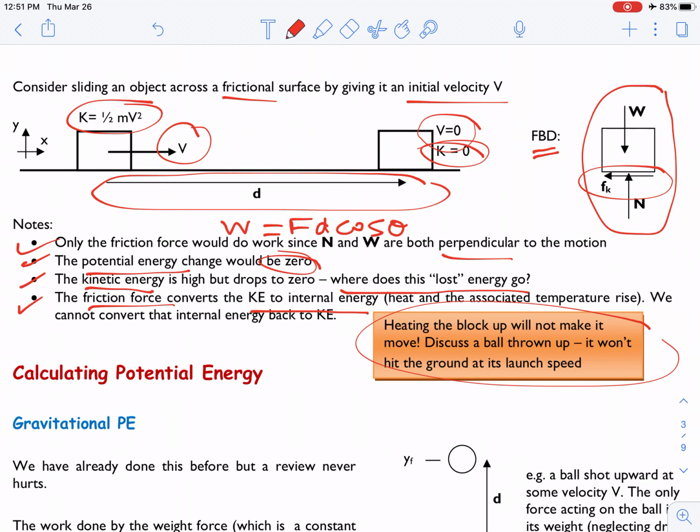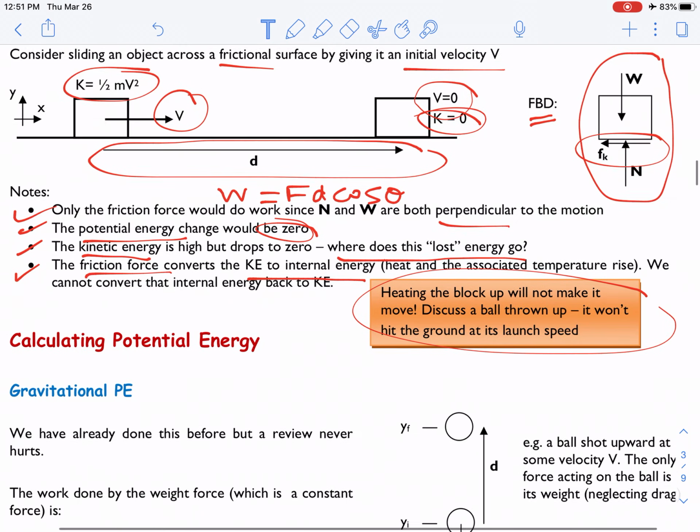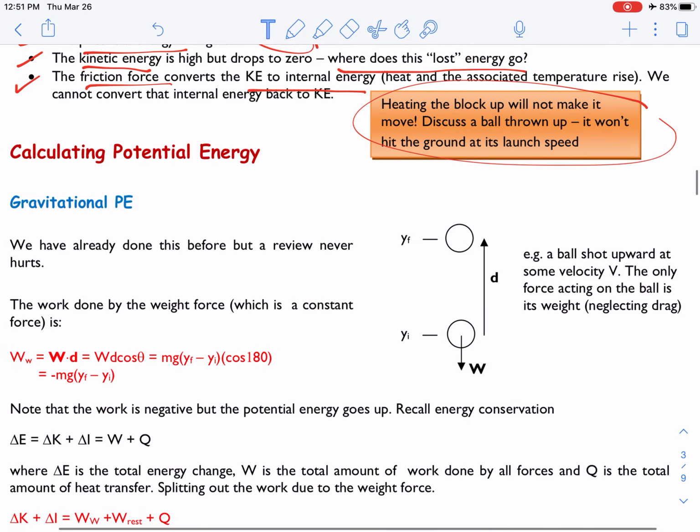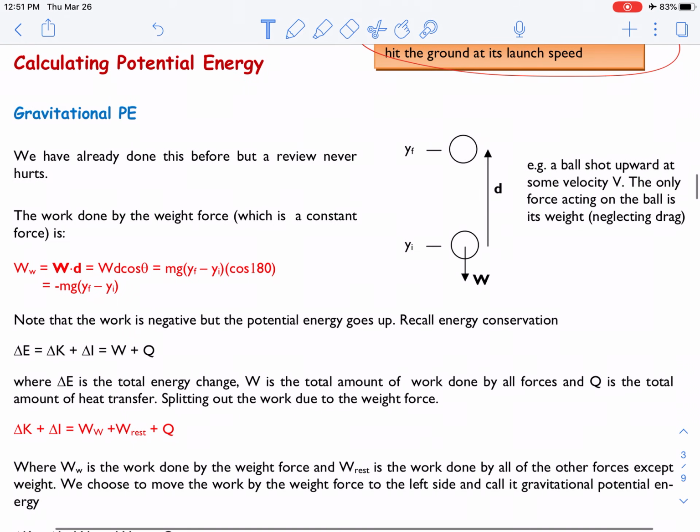But if you think about a ball thrown up, it won't hit the ground at its launch speed either, if we have things like drag force, if you're losing some energy to friction or drag or air resistance and things like that. So things are going to get more realistic with these assumptions. We've been making really simple assumptions. Now we're going to make a little bit more accurate or realistic assumptions.